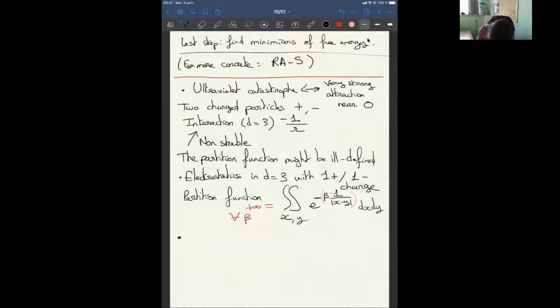What might be fun to observe is that if you're, for some reason, interested in doing electrostatics in dimension 2, in the same context, a plus charge and a minus charge, what would the Coulomb potential be if we were living in a world of 2 dimensions? Here, the interaction is logarithmic.